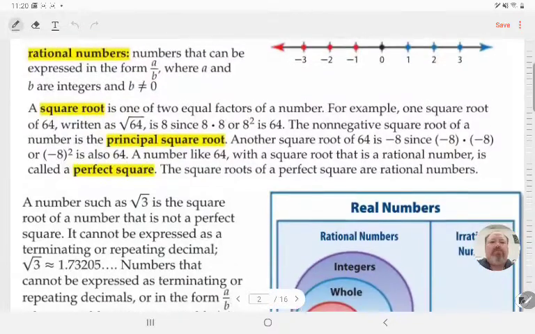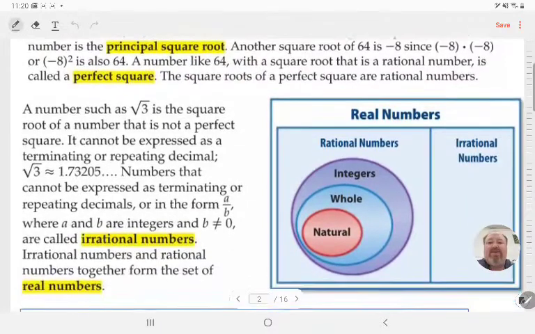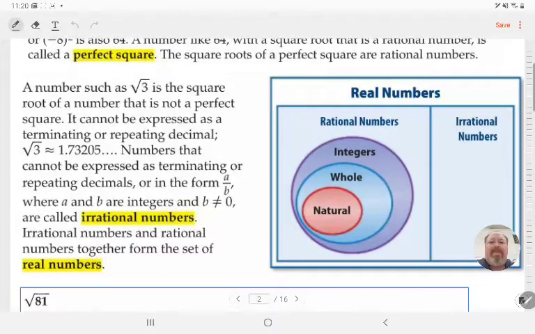Okay? All right. A number such as the square root of 3 is the square root of a number that is not a perfect square. It cannot be expressed as a terminating or repeating decimal. So it would be approximately 1.73205 and goes on and on and on. Okay? So the numbers that cannot be expressed as terminating or repeating decimals or in the form of a fraction, then those are called irrational numbers. Irrational numbers and rational numbers together form the set of real numbers.